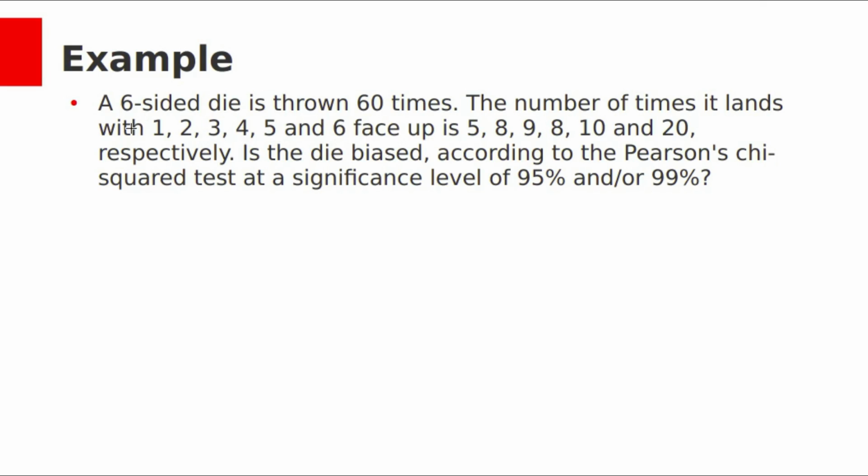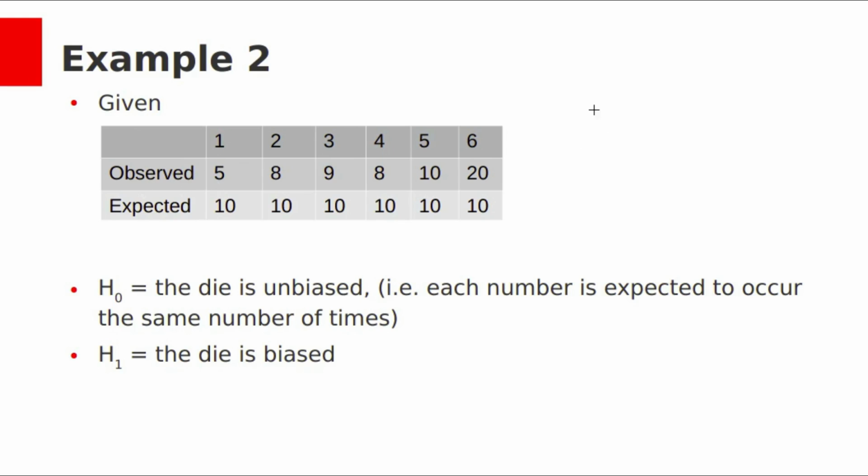Let's see another example. A six-sided die is thrown 60 times. The number of times it lands with 1, 2, 3, 4, 5 and 6 face up is 5, 8, 9, 8, 10 and 20 respectively. Is the die biased according to the chi-square test at significance level 95% and 99%? The given data is this, meaning the die is rolled 60 times. The die has 6 faces. Each face should be repeated 10 times, that is 60 divided by 6 faces. So each face should come 10 times.